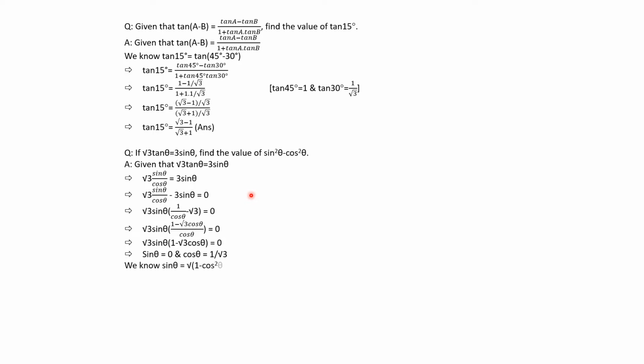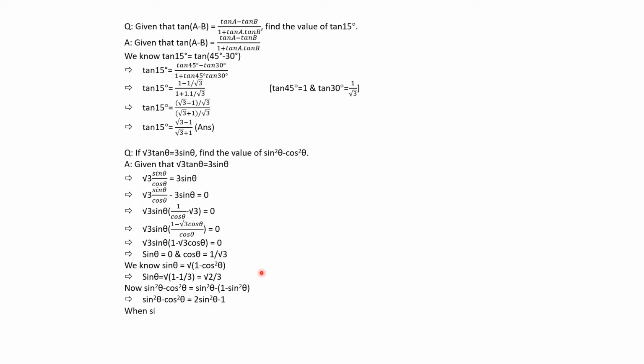We know that sin theta equals square root of (1 minus cos square theta). So putting the value of cos theta as 1 by root 3, it is square root of (1 minus (1 by root 3) whole square), which is nothing but 1 minus 1 by 3, or it is square root of 2 by 3. Now sin square theta minus cos square theta can be written as sin square theta minus (1 minus sin square theta), because cos square theta is nothing but 1 minus sin square theta as per the trigonometric identities.